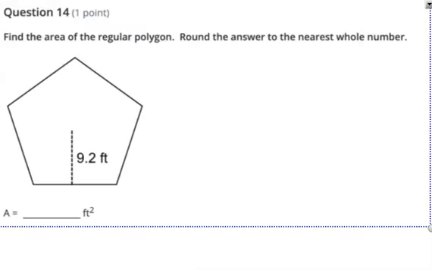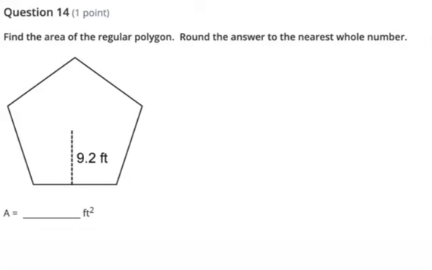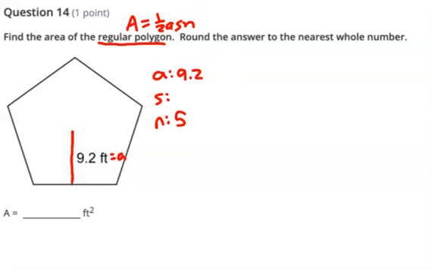These next two are from 10.5, using 1/2 ASN as our formula. So regular polygon formula, 1/2 ASN. What we want to look at is, do we have each of those things? If it's a pentagon, we know that n is 5. This distance right here is called A, so that's 9.2. What we don't know is S, so we've got to figure out S.